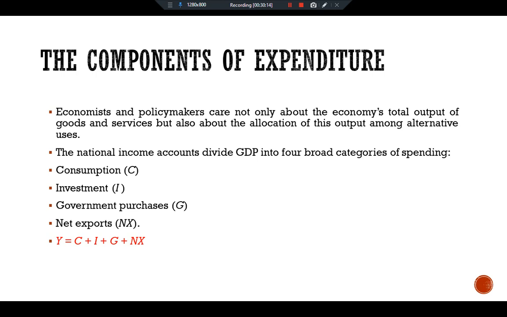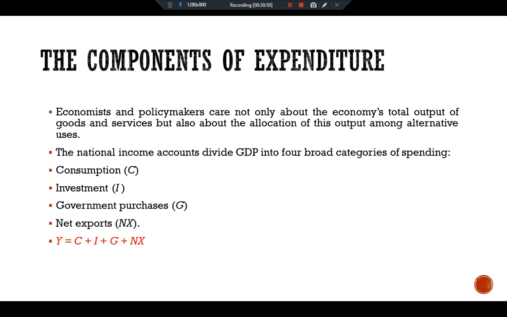By talking about consumption: consumption consists of goods and services bought by households. It is divided into three subcategories: non-durable goods, durable goods, and services. Non-durable goods are goods that last only a short period of time, such as food and clothing. Durable goods are goods that last a long time, such as cars and TVs. Services include the work done for the consumer by individuals and firms, such as haircuts and doctor visits.